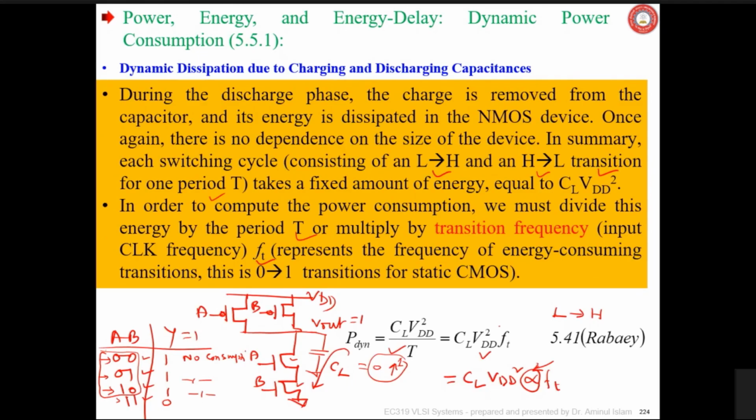So during the discharge phase, the charge is removed from the capacitor.